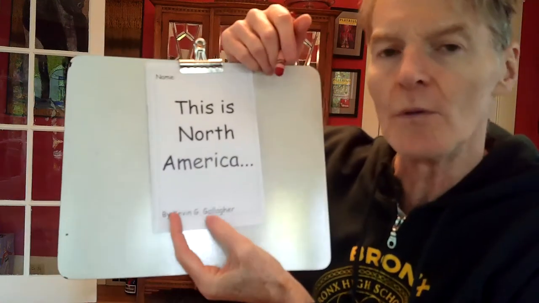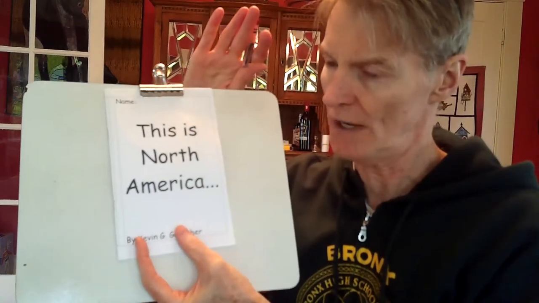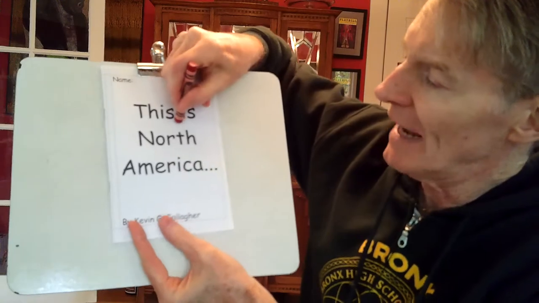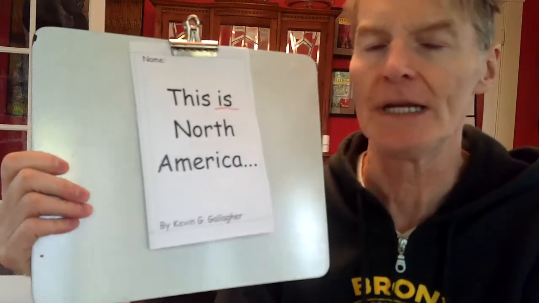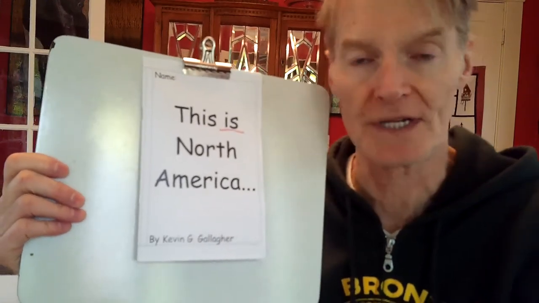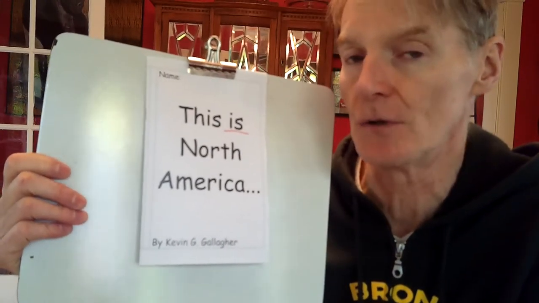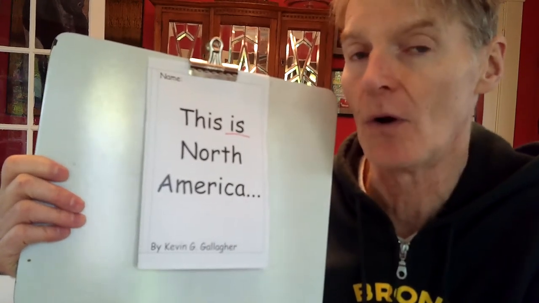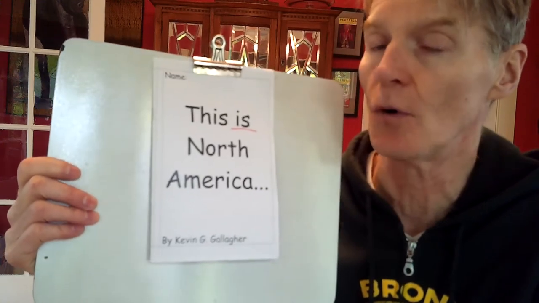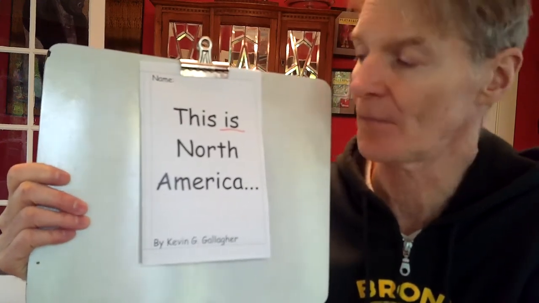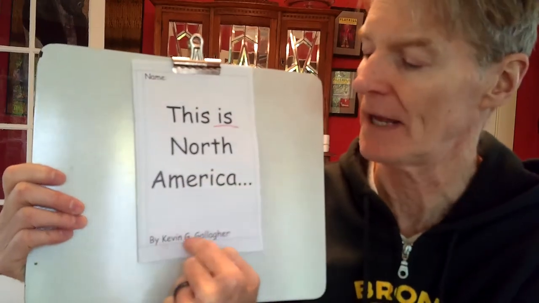This is North America. And what we will be doing as we find the kindergarten words we've been teaching, very often in our work, teachers will tell you when to underline the word. And I'm going to ask you to underline that word right now with a red crayon. Similarly, please don't go ahead and underline words ahead unless a teacher tells you to, because we have a plan on how, what, and when we're having you find the words that you know or that we have taught. We will teach. This is North America by Kevin G. Gallagher.